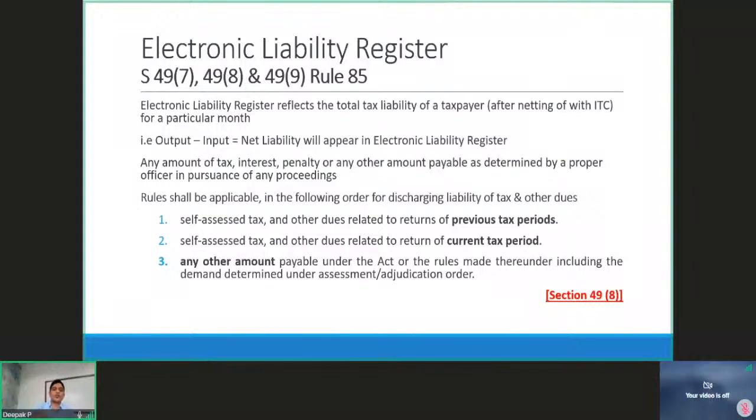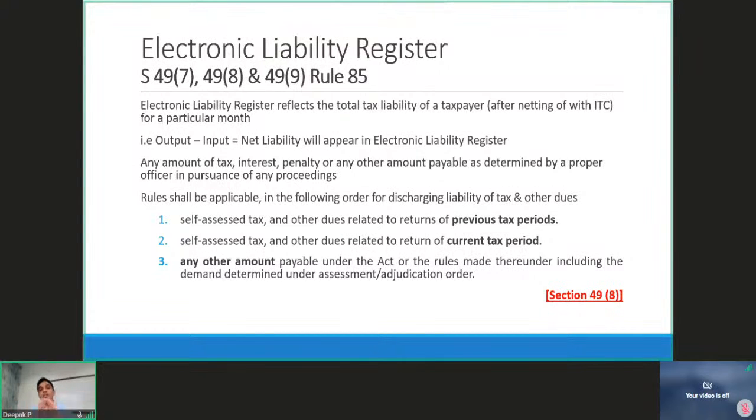That is the next point, which is rules for utilization, which will be utilized in the following order for discharging liability of the taxes. Taxes cannot be discharged according to the whims and fancies of the officer. It has to be decided by the law. That's the reason section 49(8) says you have to pay self-assessed tax or any other dues related to taxes of the previous periods first. Previous periods, my liability is 1 lakh. This month's liability is 10,000. Sir, I'll pay 10,000 first. Please excuse me. I will pay last month's liability later on.